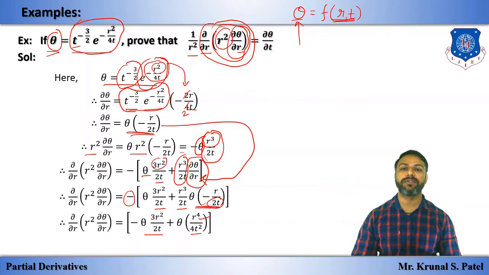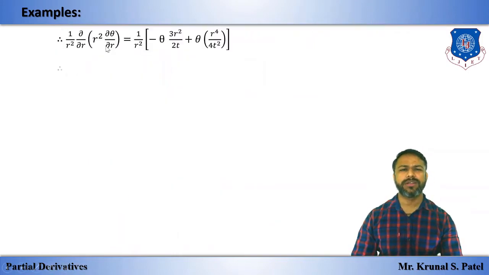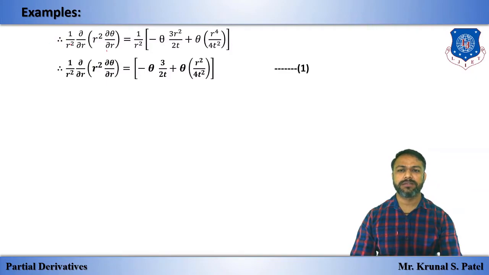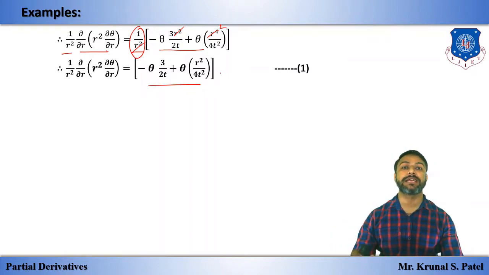Now we multiply only 1 by r square on both sides. First we write down this term, and multiply 1 by r square. If we take 1 by r square inside both terms, r square cancels here and cancels here, so here only r square remains. So this is our final answer for the left hand side.